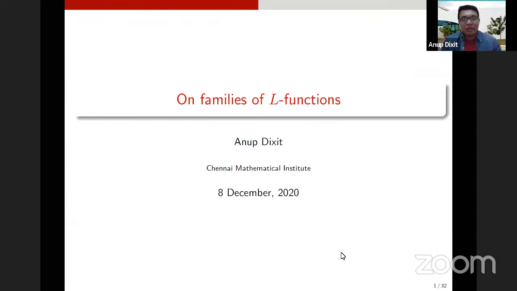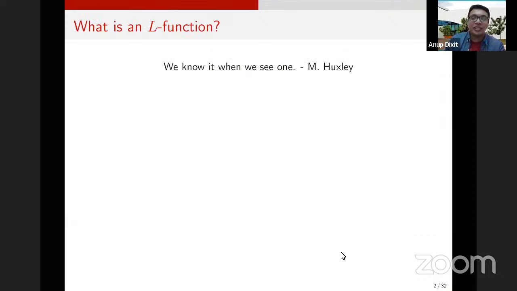So today I'm going to talk about this topic, which I've been thinking about for a few years. The theme is families of L functions. Let me first start by telling you what an L function is, in case some graduate students are around. There's no precise definition, and as Huxley puts it in a joking way, we know it when we see one. But here's the philosophy behind these L functions.